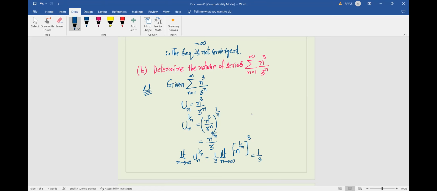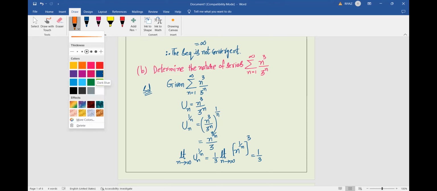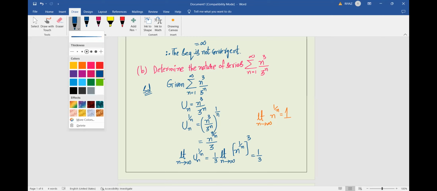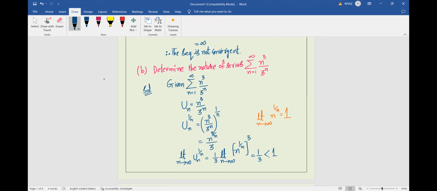And we know that limit n tends to infinity, n power 1 by n is nothing but 1. I'll write that formula here: limit n tends to infinity, n to the power of 1 by n equals 1 only. So 1 to the power of 3 means 1 only. So we got the answer 1 by 3, which is strictly less than 1. So by Cauchy's nth root test, we can say that the given series is convergent.